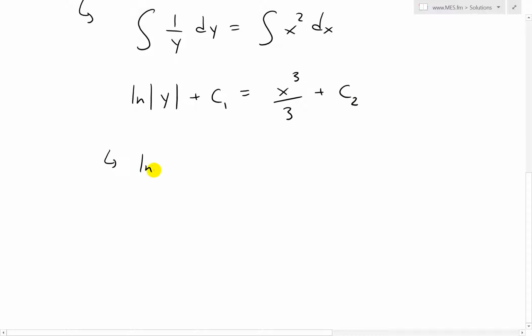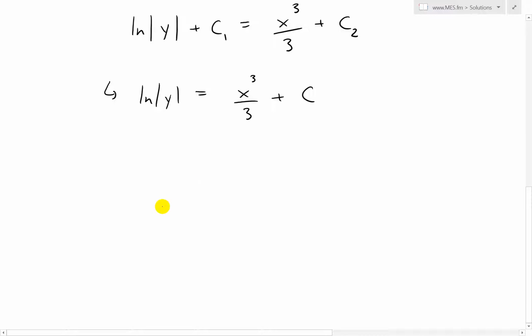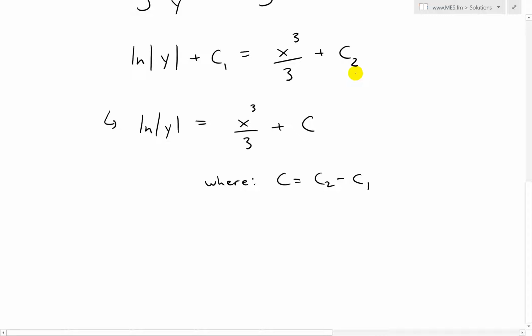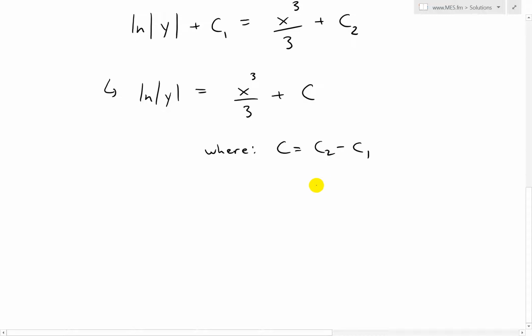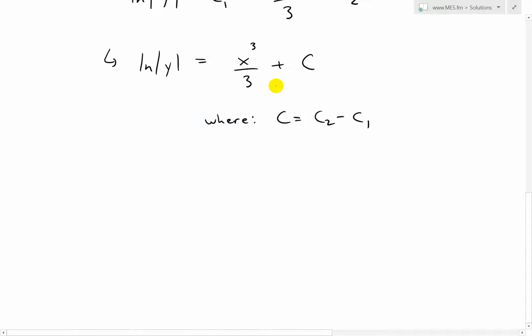So what we'll end up having is ln absolute value of y equals x cubed divided by 3 plus a constant c, where c is simply c2 minus c1. We're just subtracting the constant, moving it over to this side, and when you subtract constants, it's still a constant. Let's call that c. And now what we have is this implicit formula, but we can actually still solve this for y explicitly.